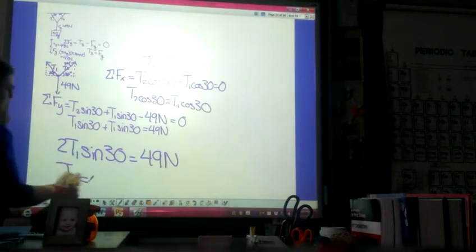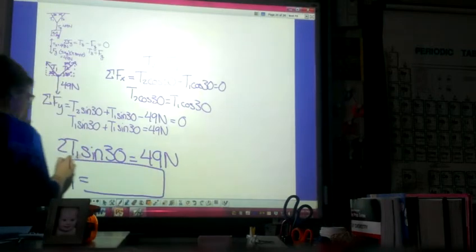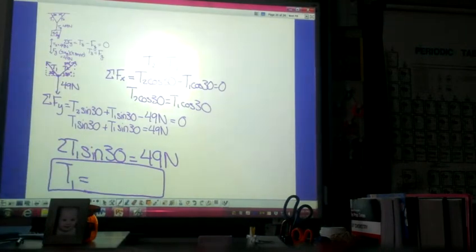If I simplify that down, I should get T1 to equal... oh no, calculator's broken. So somebody tell me, plug in your calculator, tell me what you get here. But that should be your answer for T1. And then because T1 is equal to T2, that means that T2 is also going to be the same thing as T1.